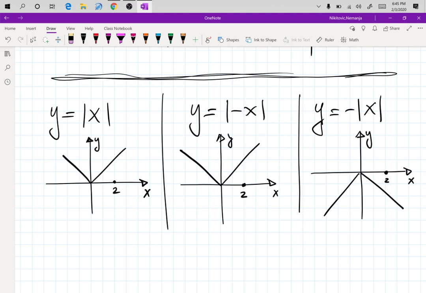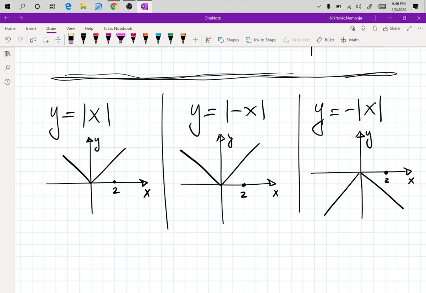Good. Now, they say order of transformations, and they tell you which one to do first and second and so on, and this order is just wrong. The first one you want to do when you have multiple transformations is always reflection. Please always reflect first. You don't have to worry about stretching.